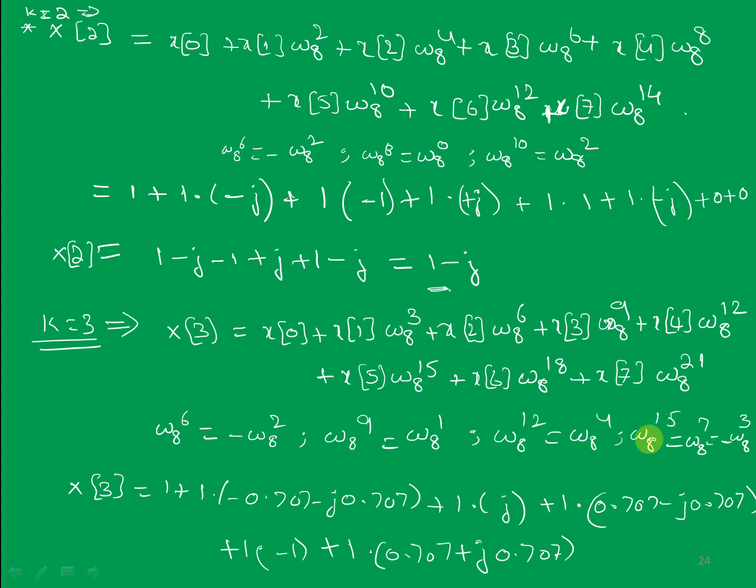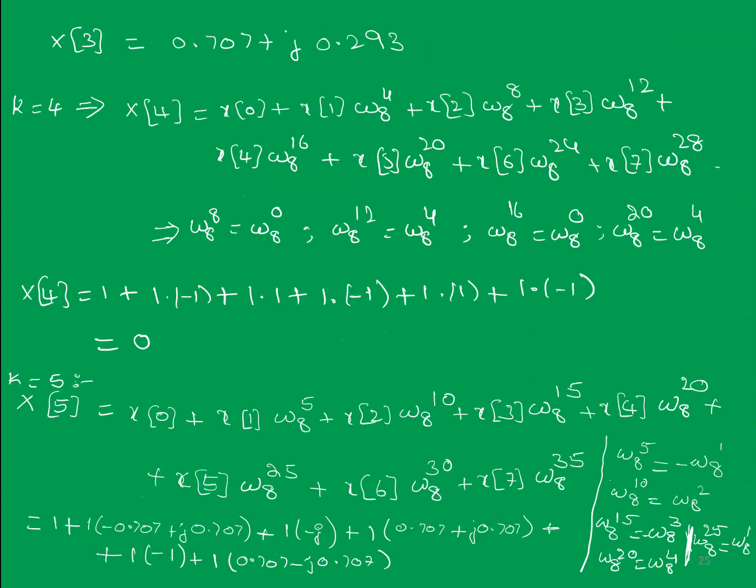Here W8 power 15 means 7 plus 8. So W8 power 7. What is the W8 power 7? Already done in the x of 1 case. W8 power 7 means 3 plus 4, that means minus W8 power 3, symmetry property. So W8 power 12 is nothing but minus W8 power 3. Now here W8 power 15 is nothing but minus W8 power 3. So okay. Now substitute all the values here, then you can get the x of 3. So then x of 3 is this one.